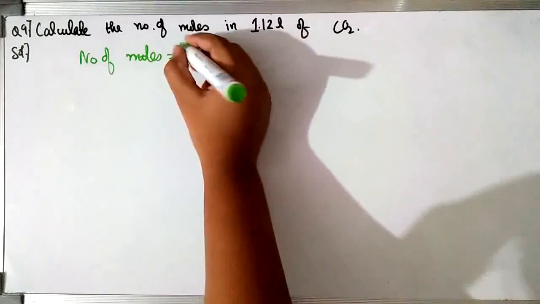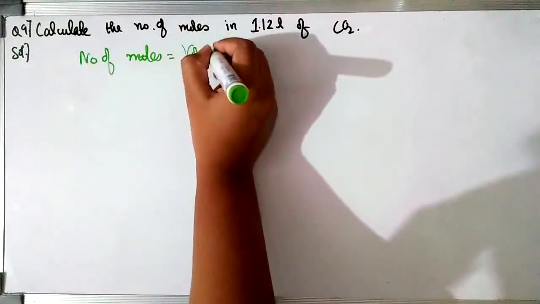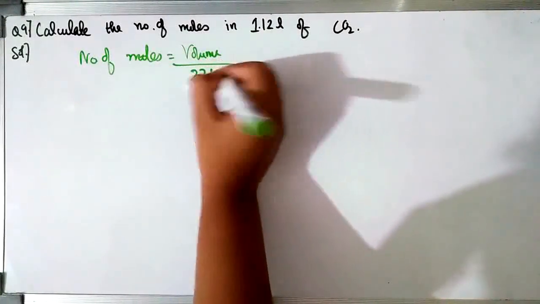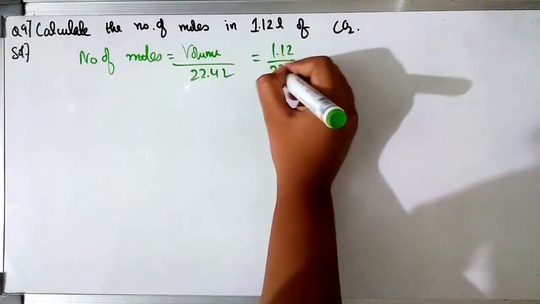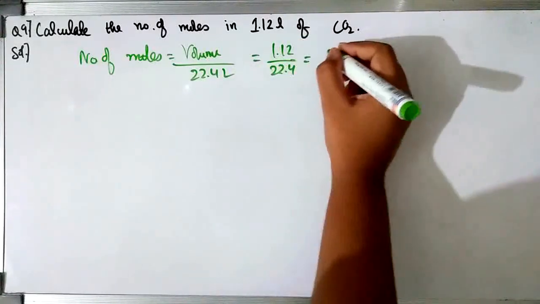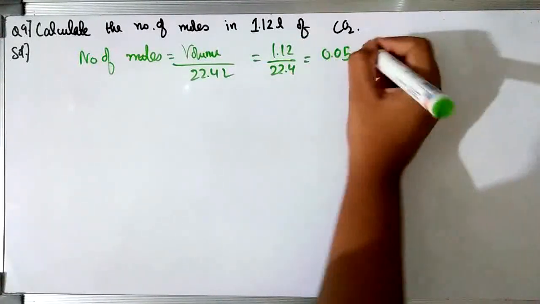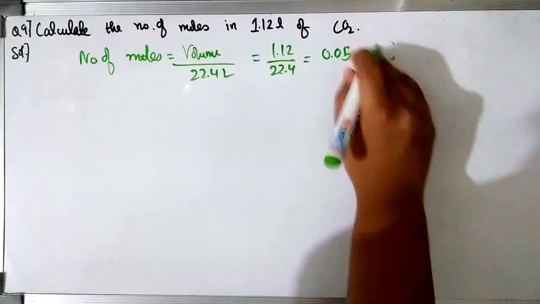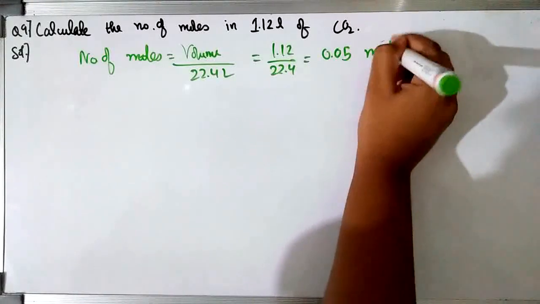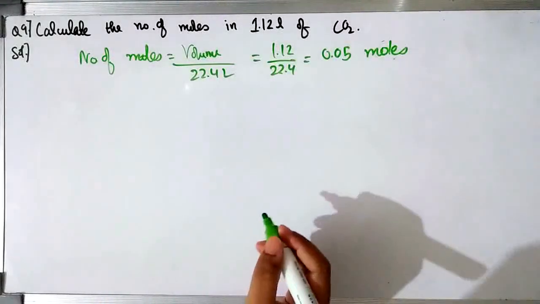So we know that number of moles is equal to volume given upon 22.4 liters. So the volume given is 1.12 upon 22.4 liters, and the value will be 0.05 moles. So that many moles of carbon dioxide is present in 1.12 liters.